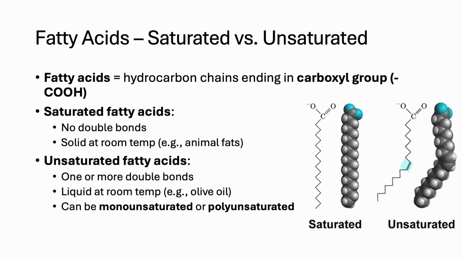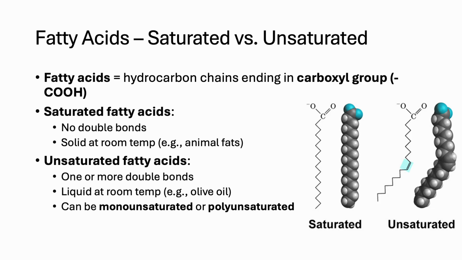Fatty acids are the building blocks of triglycerides and phospholipids. The difference between saturated and unsaturated fats lies in their chemical structure. Saturated fatty acids have no double bonds between carbon atoms, making them straight and tightly packed. This is why they are solid at room temperature, like butter.